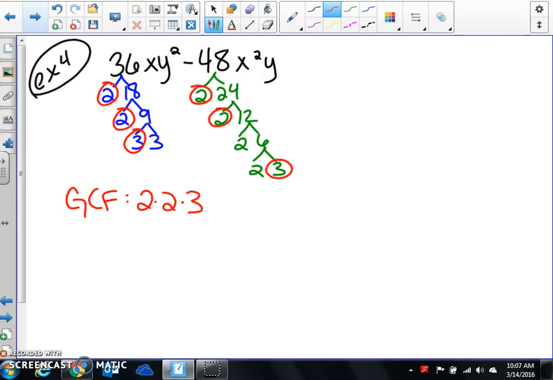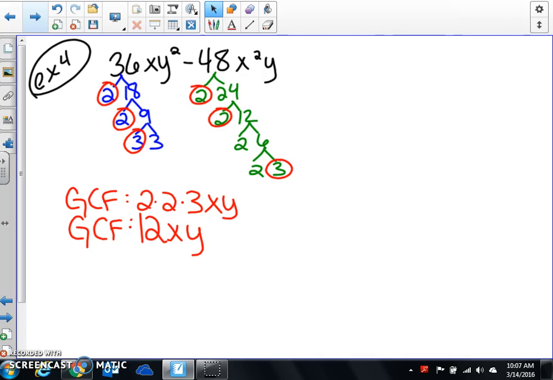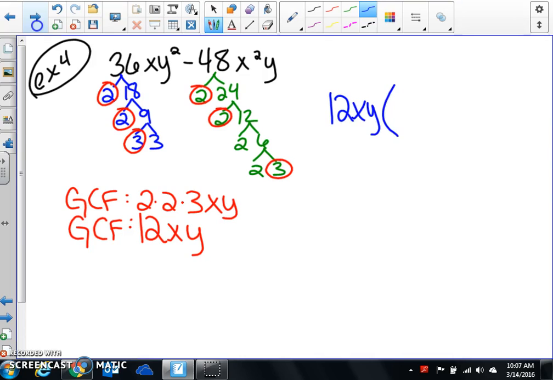And then I can take out an X because both of them at least have 1 X, and I can take out a Y because they both have at least 1 Y. So in terms of my GCF, 2 times 2 times 3, so 2 times 2 is 4, 4 times 3 is 12. So my GCF is going to be 12XY. So now I need to factor that. So I need to take out 12XY, parentheses.